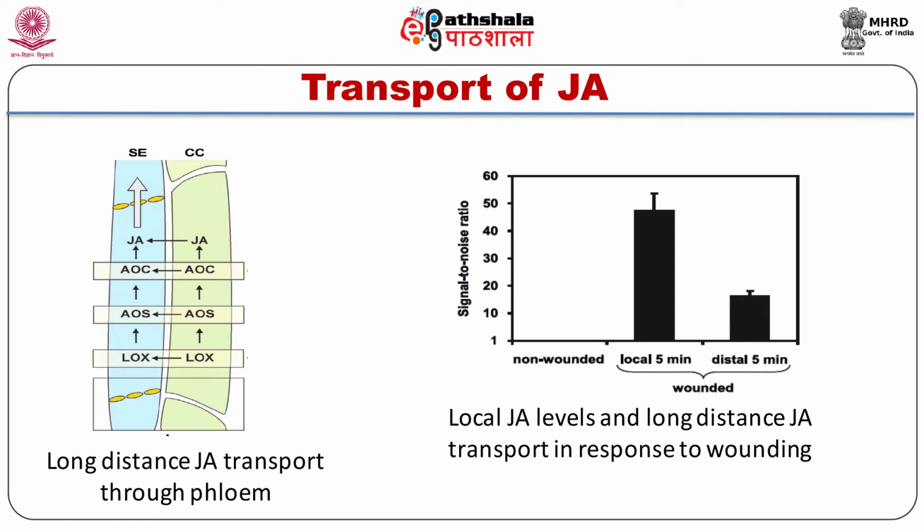Now, the question is, are JA and its various forms mobile? After wounding or herbivory, jasmonic acid level is increased within 2 to 5 minutes throughout the plant. Therefore, jasmonates are known as long distance mobile signals. Wound induced JA is transported to the root and is responsible for the systemic increase of JA level in the root. Methyl jasmonate is also mobile and it moves through both xylem and phloem.